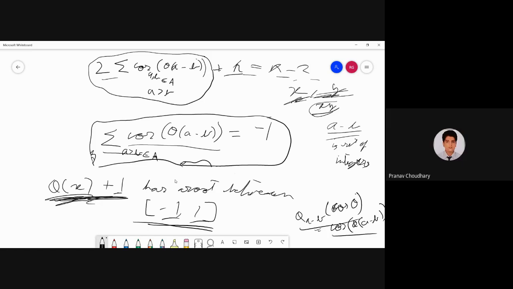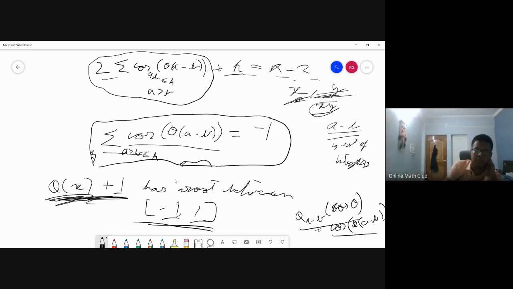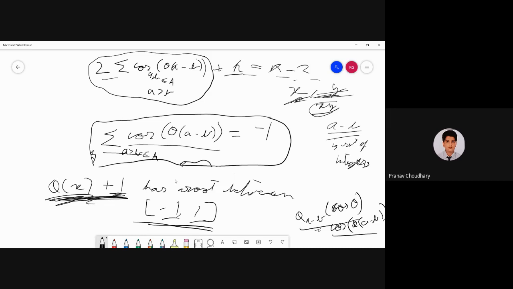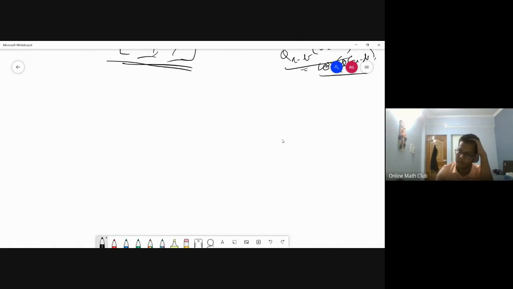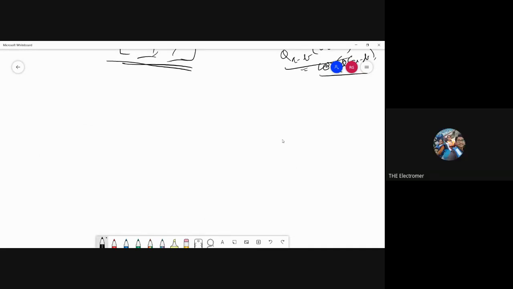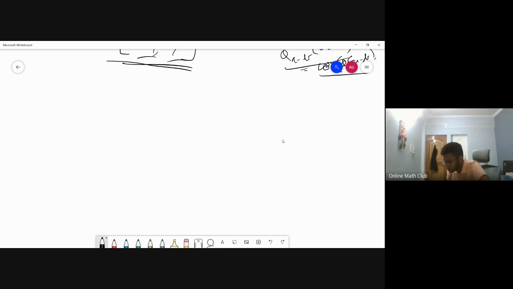But why between -1 and 1? Because cos takes values between -1 and 1. Oh, but there's a plus 1 also, no? I'm already considering q of x plus 1. If this plus 1 comes here, then this is 0. Okay. This seems quite decent actually. If we were just looking at the modulus of the root, such a root exists. But I don't know how to prove such a real root exists.